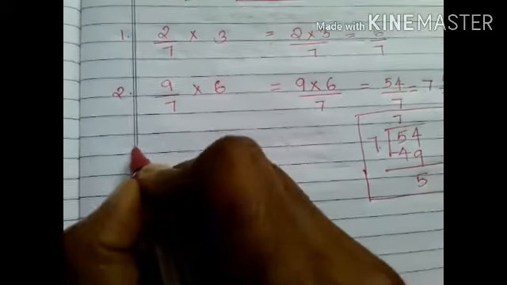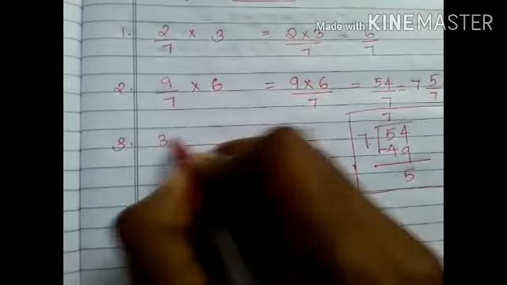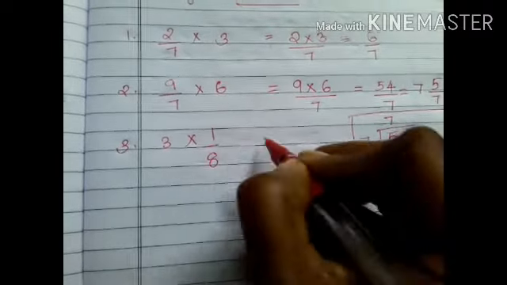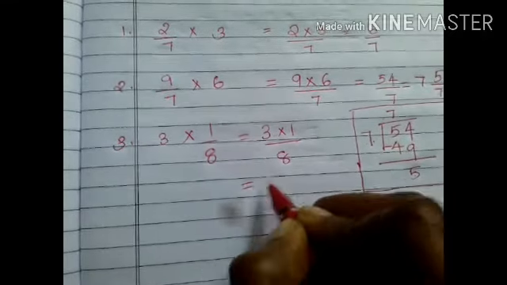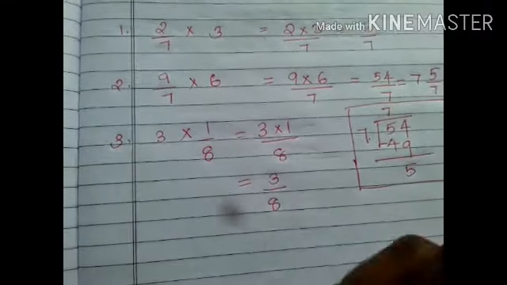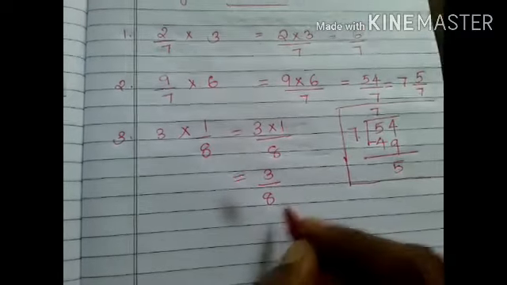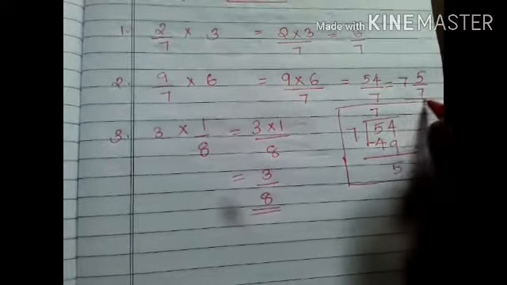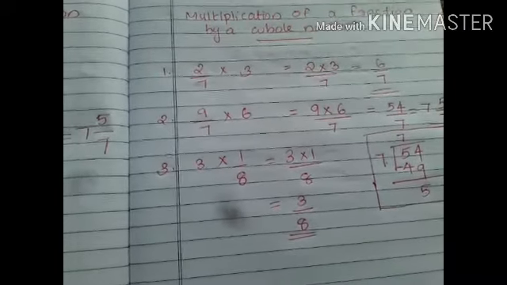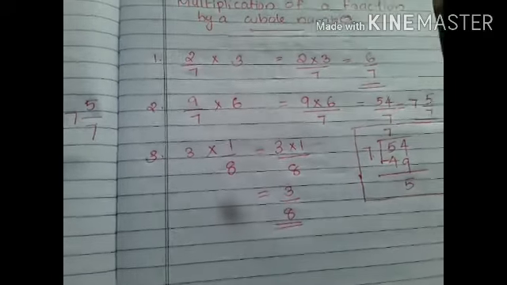Then the third one, example, 3 into 1 by 8. How to write it? 3 into 1 divided by 8. So 3 by 8. It is a proper fraction. So we write this as the answer. These are the examples of multiplication of a fraction by a whole number.